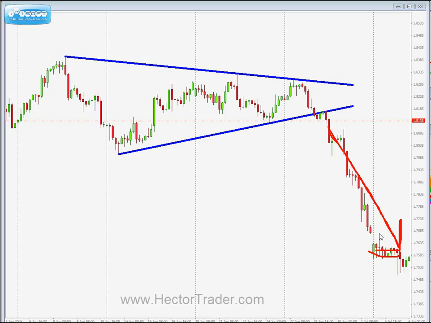Sometimes, of course, price doesn't quite give you the breakout pullback continuation. All right, sometimes price simply plummets through, drives through the triangle boundaries, and it just simply moves 100 pips without giving any pullback whatsoever. But that's the cost of being conservative.